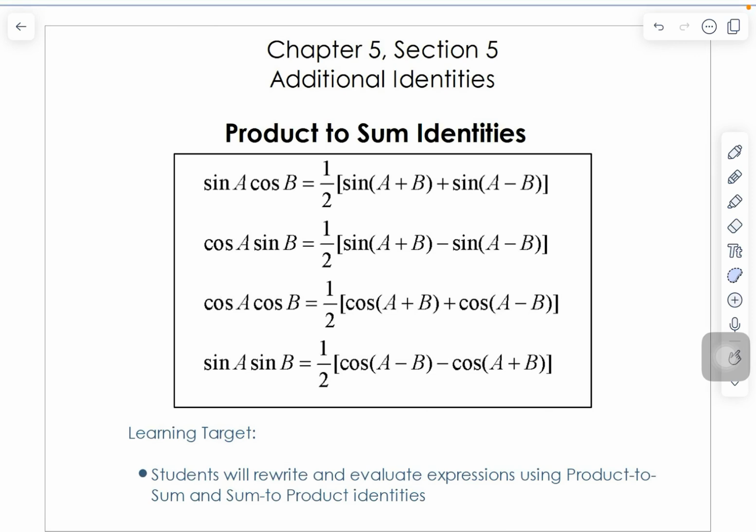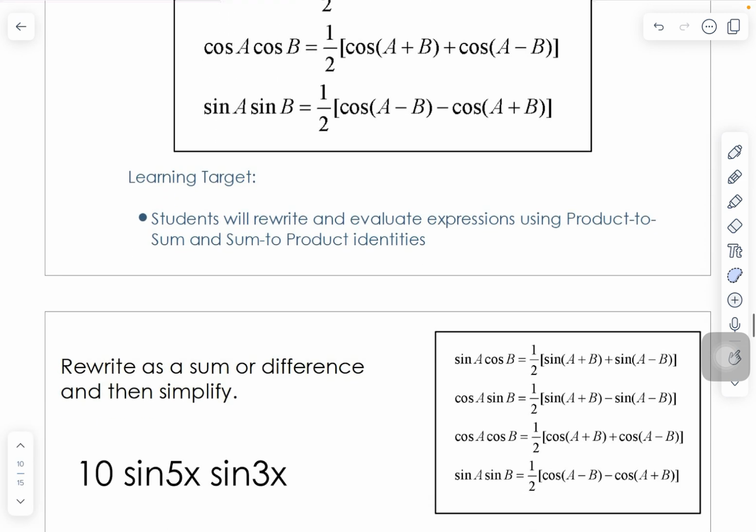Chapter 5, Section 5, Addition identities. So we're actually going to go with product to sum identities first, and then we're going to work our way backwards. Again, you can take these formulas from that formula sheet and apply the correct one.